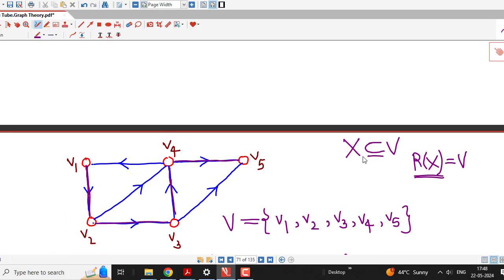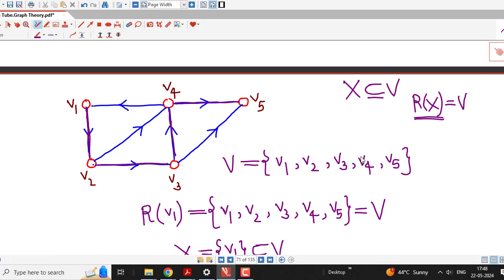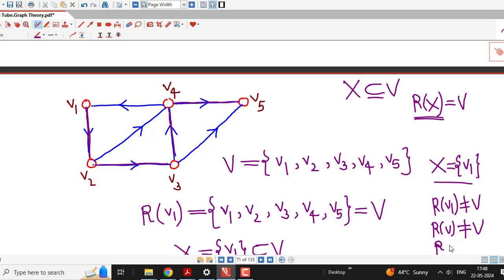So whenever they ask to find out node base, it is better that we should start by considering a set having single vertex. If reachable set of V1 was not equal to V, then we would have tried another vertex. Now suppose reachable set of any vertex is not equal to V, then we will try for 2 vertices and we will check whether reachable set of those two vertices is equal to V or not. So in that way we will try to find out node base.